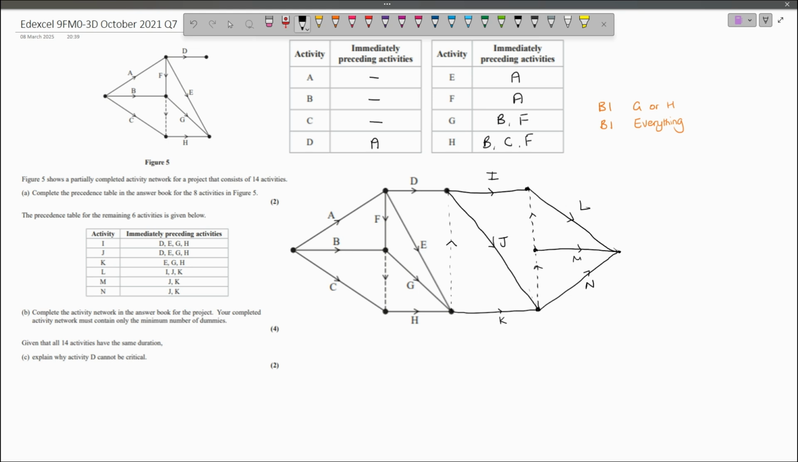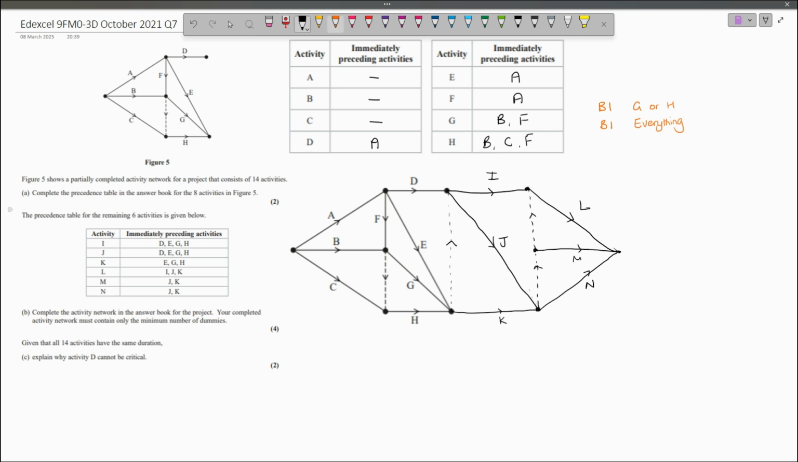And now, of course, there are many possible variations of this diagram. As I said, I could have drawn M and then a dummy going in and a dummy going around. I could have drawn M on the outside. So how to mark this question?